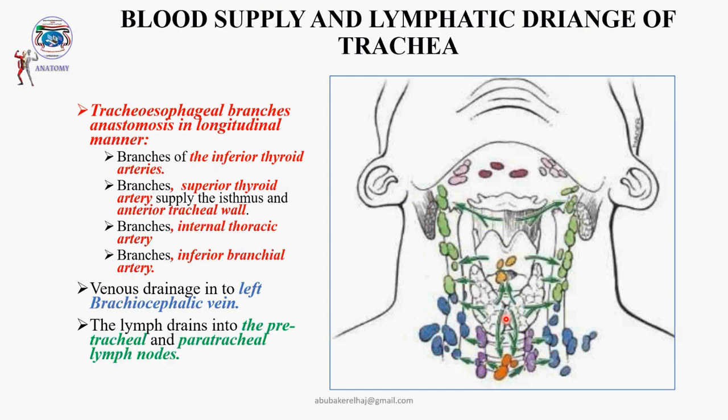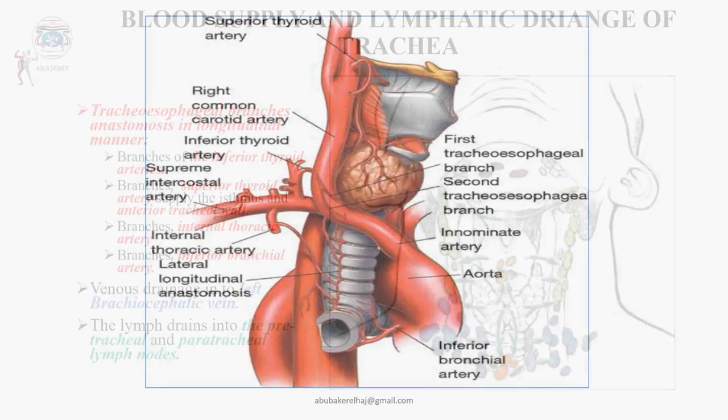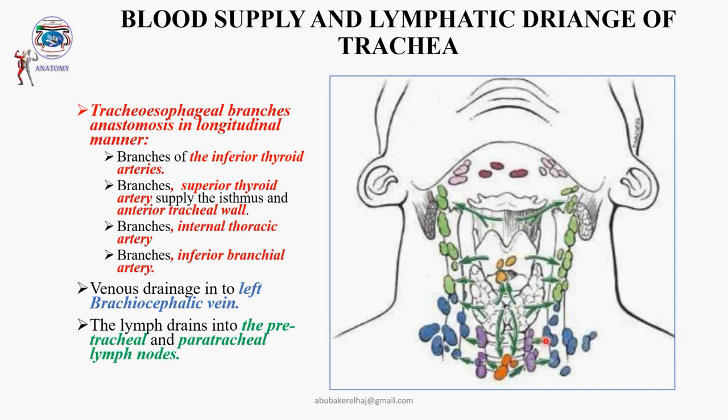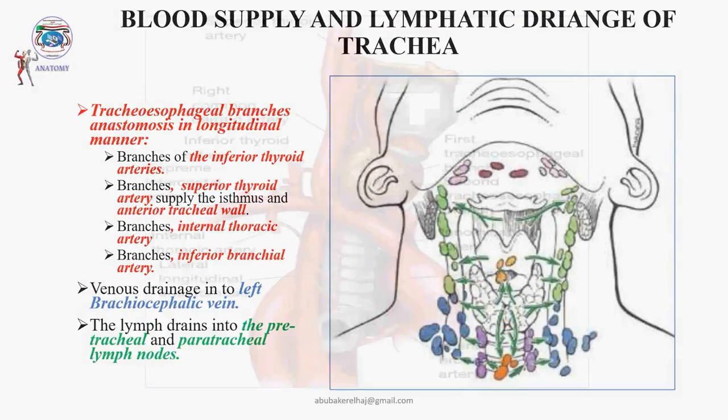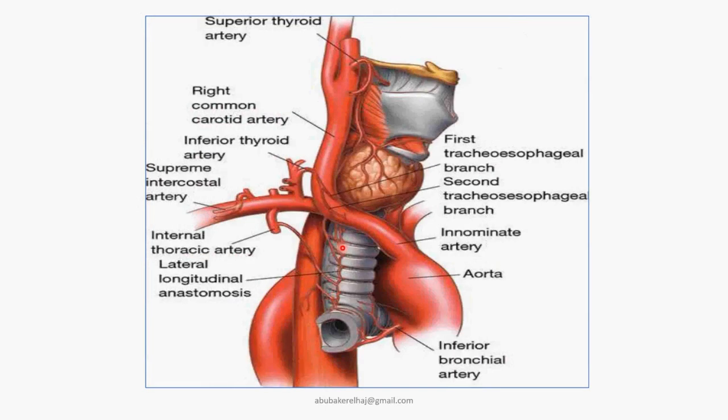And you must take care about the surgical incision in the trachea, because we need to prevent complete cutting of the major source of arterial supply along the length of the trachea, from the cervical course until the thoracic course. So the main venous drainage is along the left brachiocephalic vein, and the lymphatic drainage is along the pretracheal and paratracheal lymph nodes on both sides, and continues to the deep cervical lymph nodes.